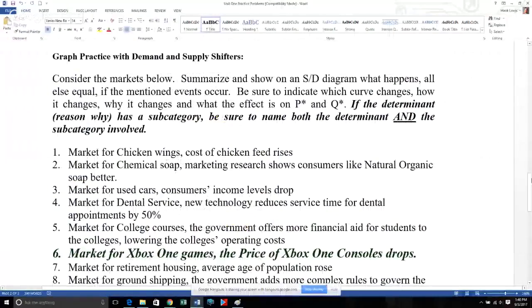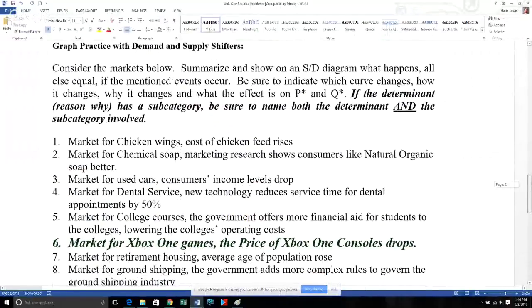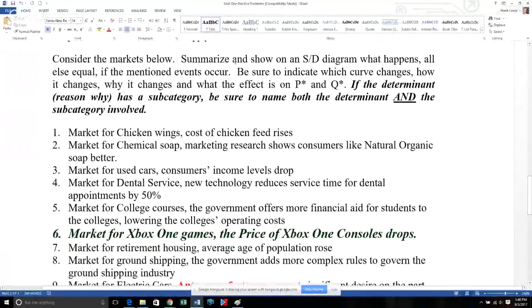And I'm going to first of all go to the problem sets. Now this is the O1 version, the O2 version is problem 4, but the directions are the same. It says consider the markets below, summarize, which means provide a bunch of details for, and show on a supply and demand curve diagram, a graph in other words, what happens all else being equal if the mentioned events occurred. It's one event per market.